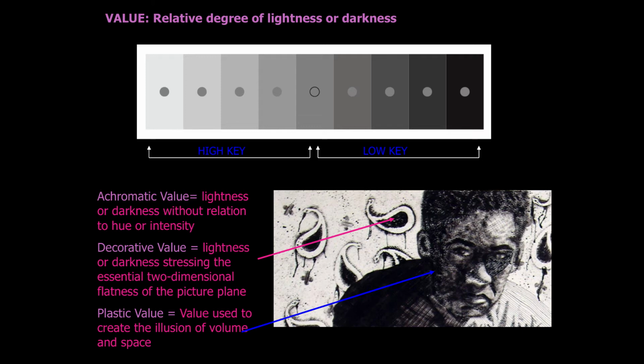If you look at this diagram, you can see that values below or darker than mid-key are considered low key, and values that are lighter than mid-key are considered to be high key. Here's another example of simultaneous contrast.